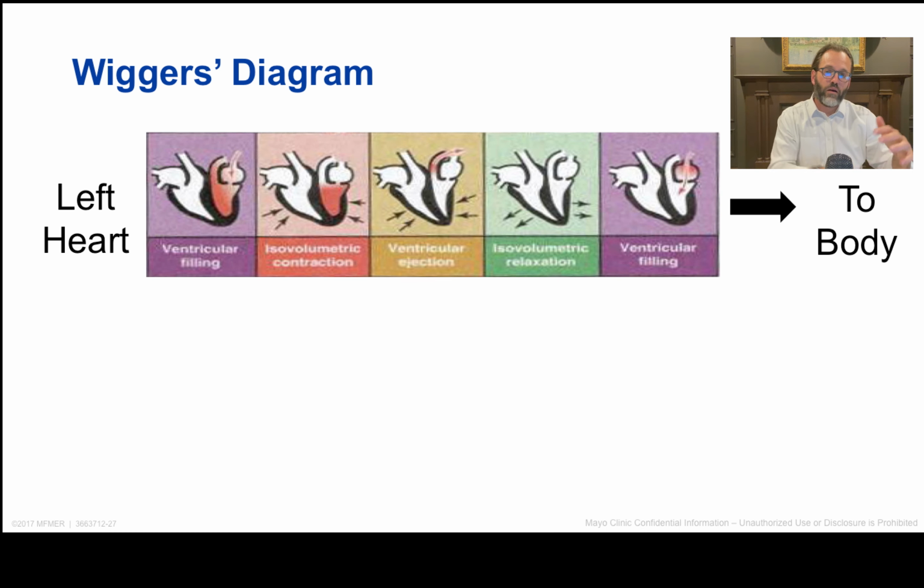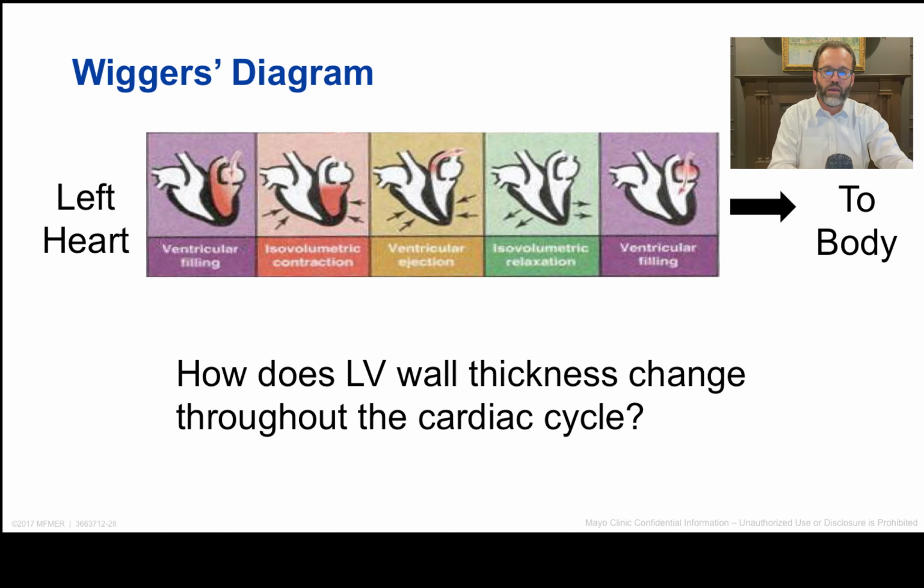So again, we've got our phases here: left ventricular filling, isovolumic contraction, ventricular ejection, isovolumetric relaxation, and then back to filling. And when we're looking over the course of this cycle, much like many other muscular contraction cycles or periods where you have shortening of muscular tissues, it brings up a question of, well, how does left ventricular wall thickness change throughout the cardiac cycle?